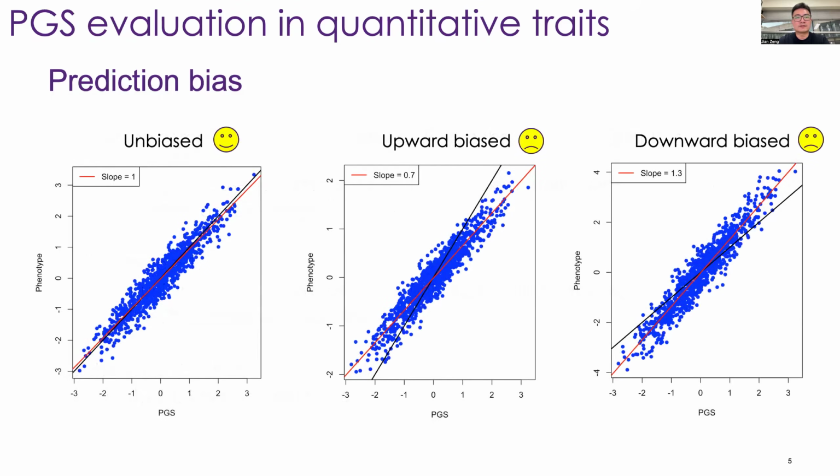Here are examples of unbiased, upward biased, and downward biased predictions. They all have the same prediction R-squares, but they have different slopes.